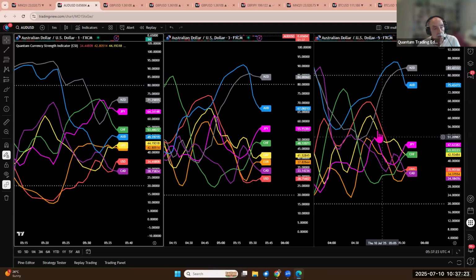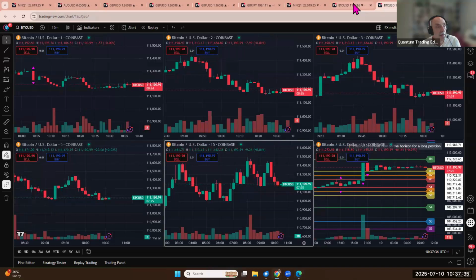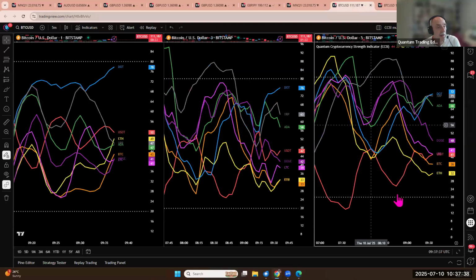That was moving pretty much in lockstep with this yellow line, which is pound. So in terms of cable, on this time frame, there wouldn't be a great trend. Now, those principles can be overlain on the exact same indicator, which is this one, the CCSI, which is the cryptocurrency strength indicator. So the principles are exactly the same. We have overbought up here, we have oversold down here.